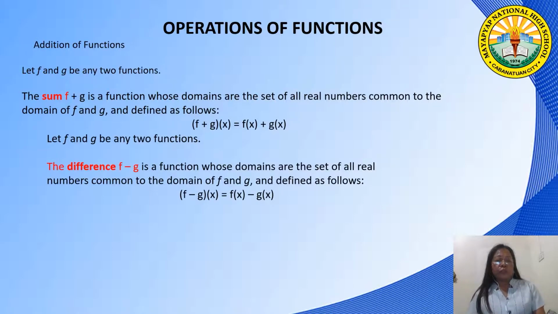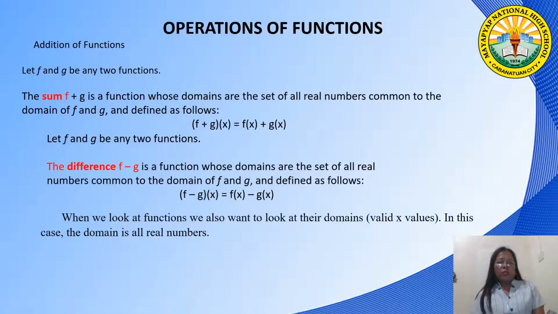And for subtraction of function, you let f and g be any two functions. The difference, f minus g, is a function whose domain is the set of all real numbers common to the domain of f and g and defined as follows. f minus g of x equals f of x minus g of x. When we look at function, we also want to look at their domains, valid x values. In this case, the domain is all real numbers.